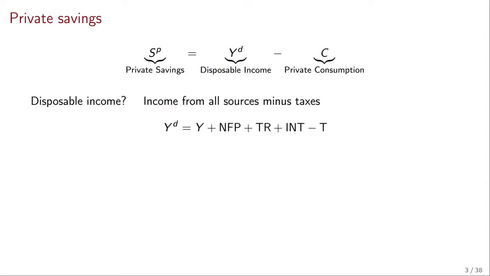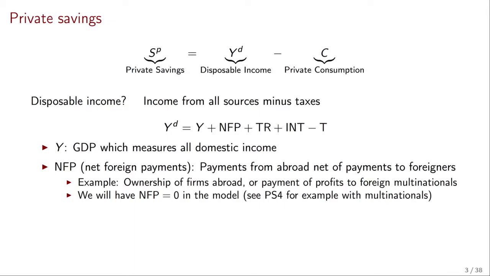So we have disposable income being equal to Y, that is GDP, which measures all domestic income. Net foreign payments, these are just payments from abroad, net of payments made to foreigners. So this is going to be income coming from abroad. A good example is the ownership of firms abroad or payments of profits to foreign multinationals. Now, in all the examples and the models we're going to cover in the slides, we're going to assume that net foreign payments are equal to 0. But in problem set 4, you can see an example with multinationals where in that example, net foreign payments are going to play a big role.